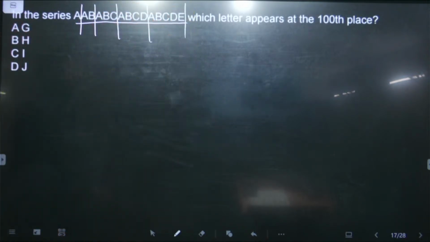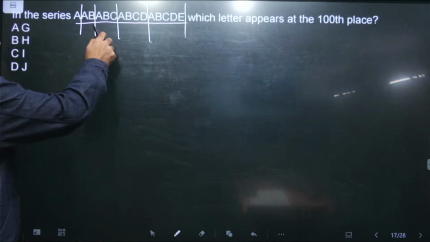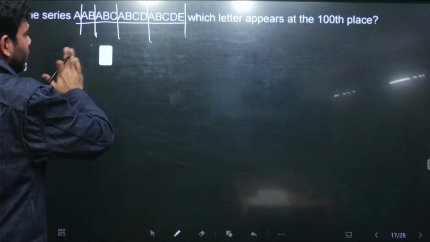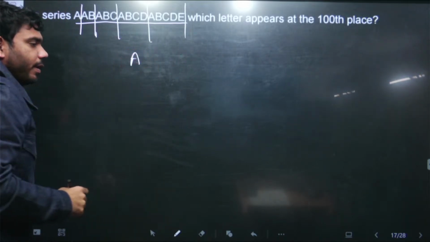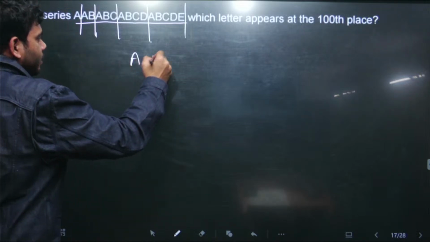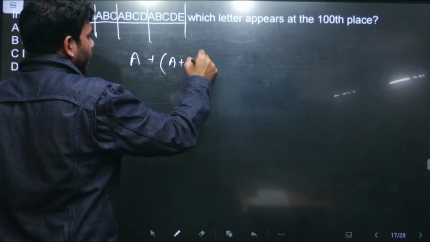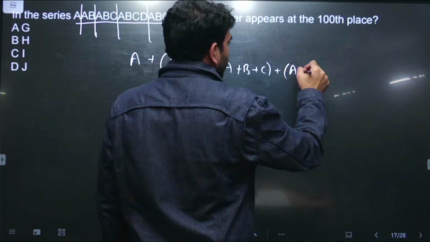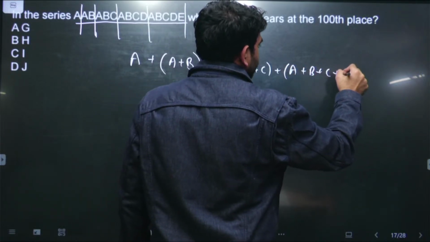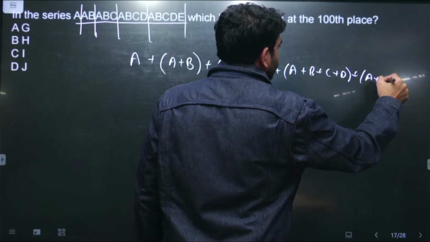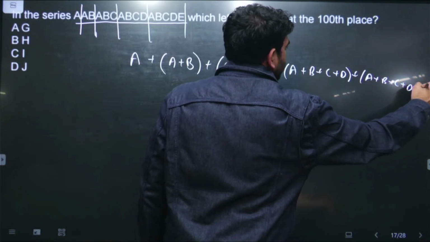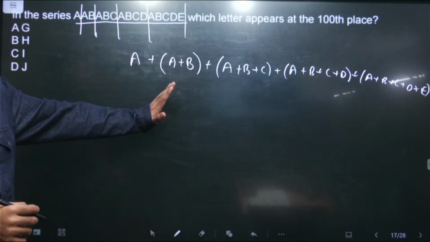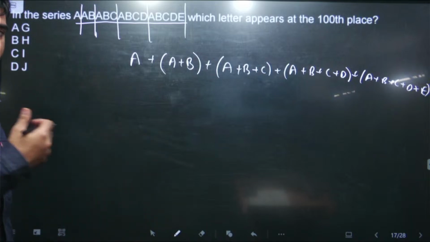Right? In this series, the alphabetic order is written in every term by adding 1. First, only the first term, A, is written; in the second sequence 2 terms are written, in the third sequence 3 terms, in the fourth sequence 4 terms, and in the fifth sequence 5 terms are written. This is how the series goes on, and we need to find which letter will be at the 100th place.